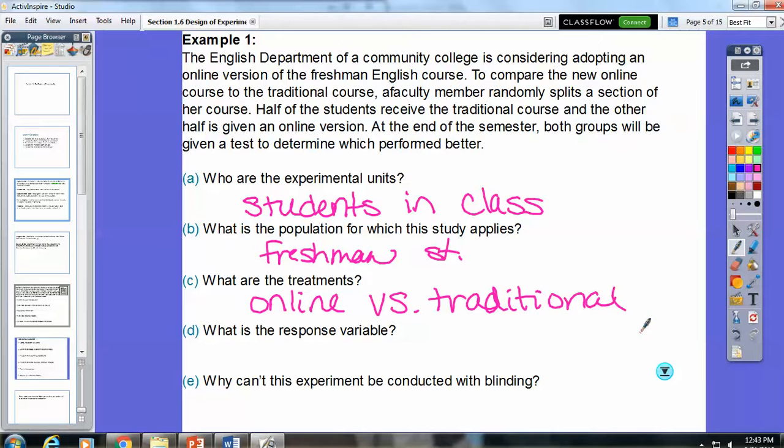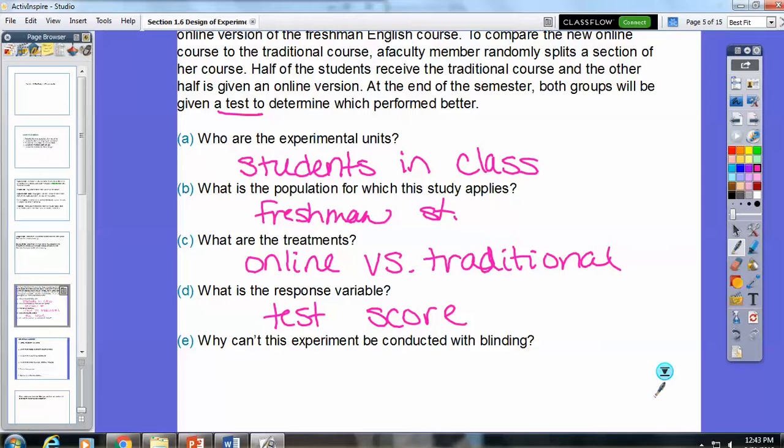Okay, what is the response variable? Right, and we're doing that at the end with the test. So our test score would be our response variable. Okay, how come I can't do blinding with this?